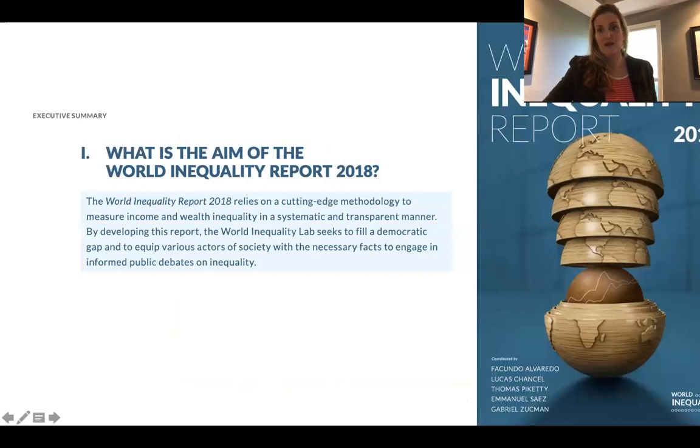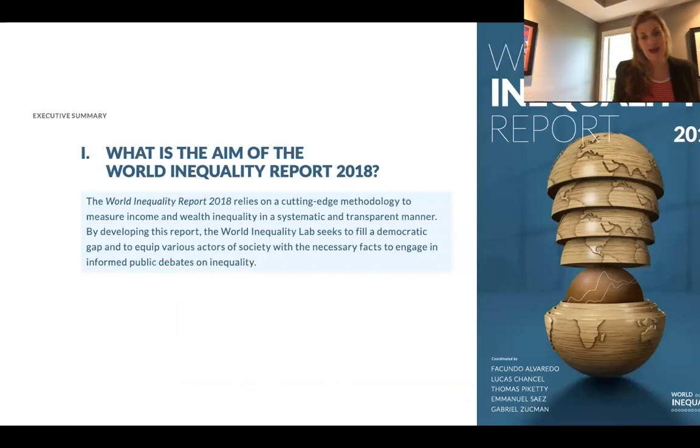Let's dig into it. So the report. What is the aim of the World Inequality Report? Well, the report relies on cutting-edge methodology to measure income and wealth inequality. So wealth can include assets, right? Not just liquid asset money, but property and other forms of wealth. So the project uses a new cutting-edge methodology with the most complete data set from around the world to measure income and wealth inequality in a systematic and transparent manner.